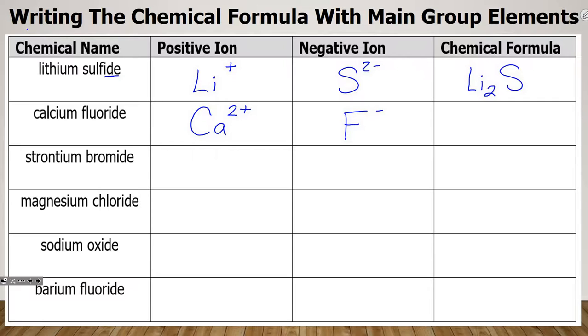Okay, this time I have a 2 plus and I have a negative 1. I have to make them add to 0. So how many of each do I need? How many calciums do I need? 1, right? I don't write a subscript 1. I just write the Ca. How many fluorines do I need to add to that plus 2 to equal 0? 2. So I'm going to put capital F with a subscript 2. How are we doing so far?